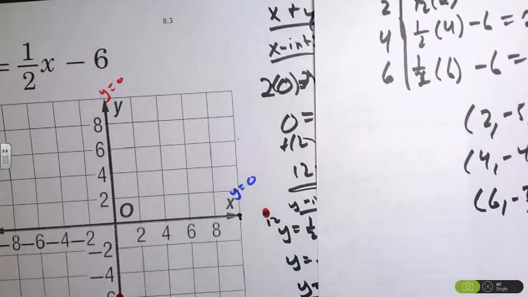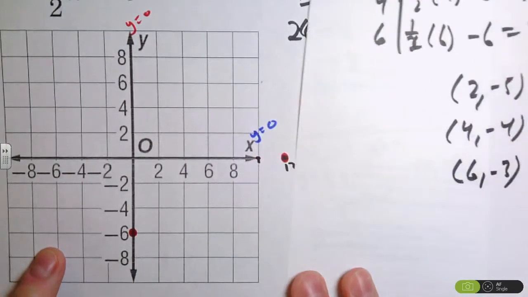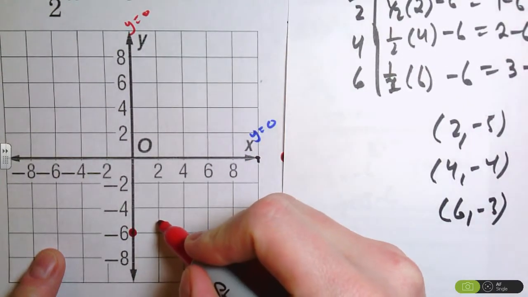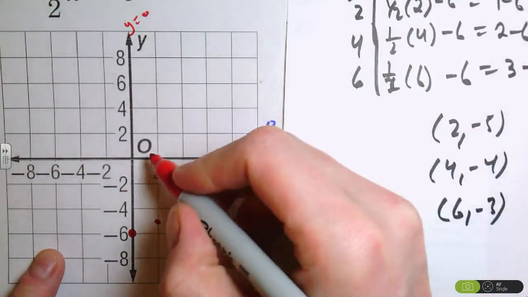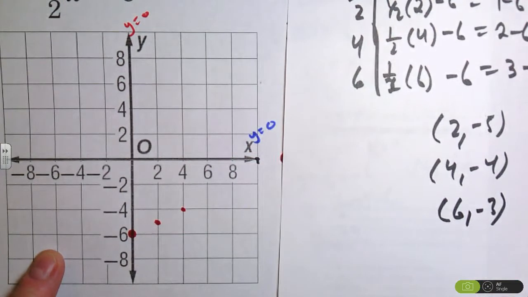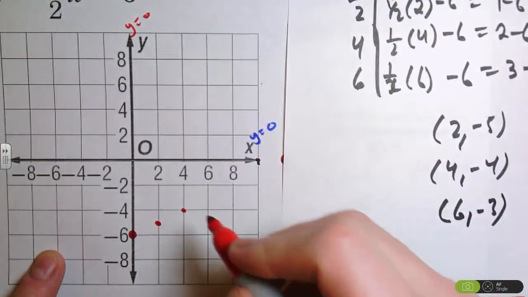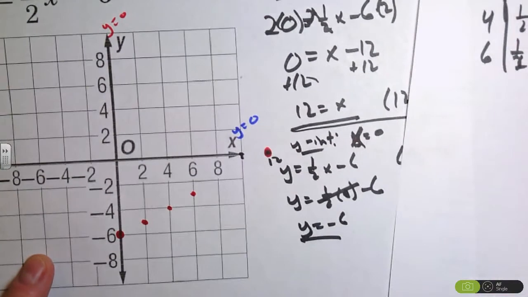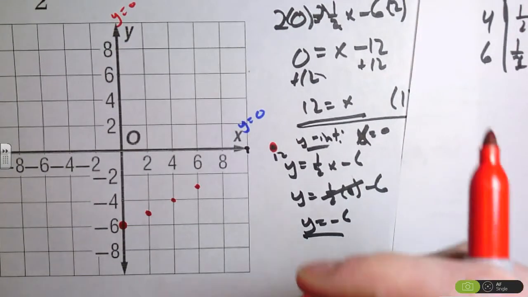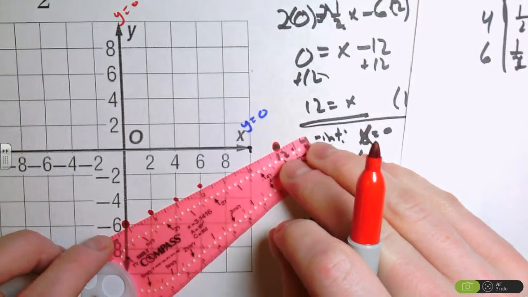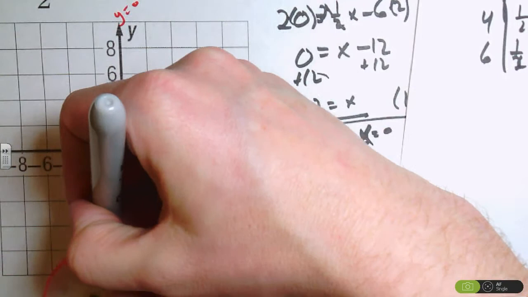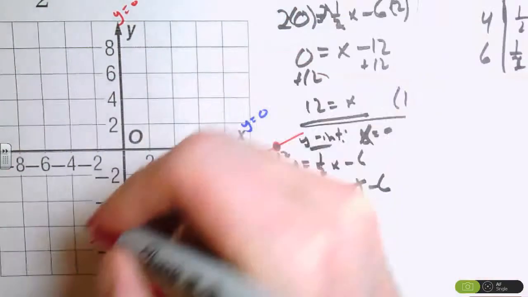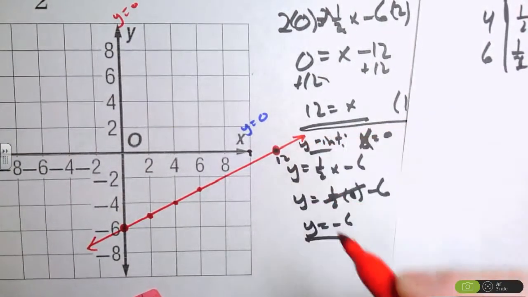Okay, so let's plot those out. Over 2, down 5. I'm going to have to just approximate, it's right there in the middle somewhere. Over 4, down 4. Over 6, down 3. And now, if I was careful, all these points will line up nicely right down this line. Which they did.